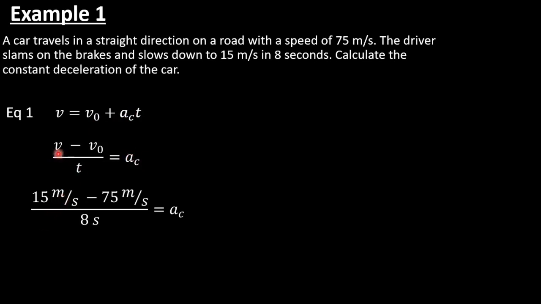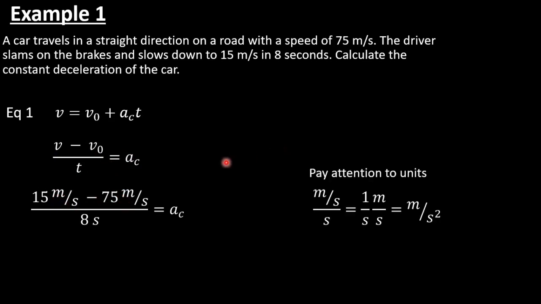Substitute the numbers in, so I know v was 15 meters per second, v0 was 75 meters per second. We want to pay attention to the units here. You might notice I haven't actually mentioned any of the units used for position, displacement, velocity and acceleration until now. If you notice, we have meters per second over seconds, so that is the same thing as 1 over s times meters per second. Okay, so we'd end up with meters per second squared. So the units for acceleration is meters per second squared, or you could write this as m times s to the minus 2.